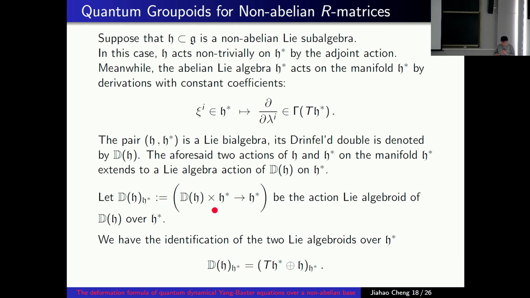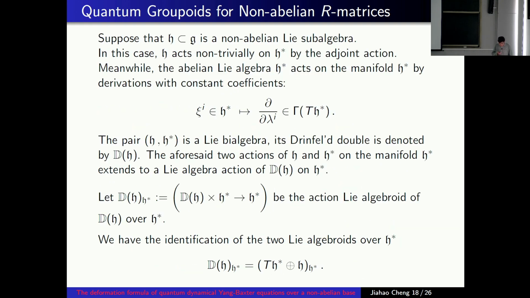Then one can think that actually the pair h and h* is a Lie bialgebra, so you can take its Drinfel'd double. So Dh, the Drinfel'd double, as a vector space is just h plus h*, but it has a non-trivial Lie algebra structure. The two actions of h and h* we mentioned before just extend to a Lie algebra action of Dh on h*. Now that you have a Lie algebra action of Dh on h*, you can consider the action Lie algebroid. You can see that the action Lie algebroid associated with this Lie algebra action is equal to h* direct sum Dh, as a Lie algebroid over h*. So okay.